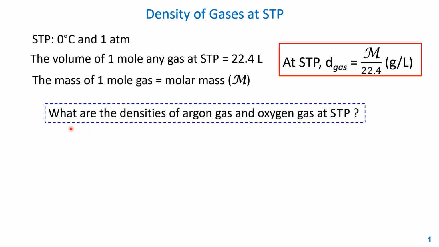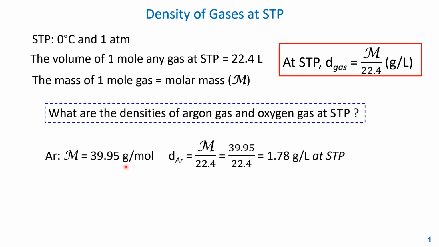For example, what are the densities of argon and oxygen at STP? Both are gases. So we can just find the molar mass first and then divide it by 22.4. For argon, the molar mass is 39.95 grams per mole, from the periodic table. Then the density of argon at STP will be the molar mass divided by 22.4. So 39.95 divided by 22.4 is 1.78 grams per liter at STP.